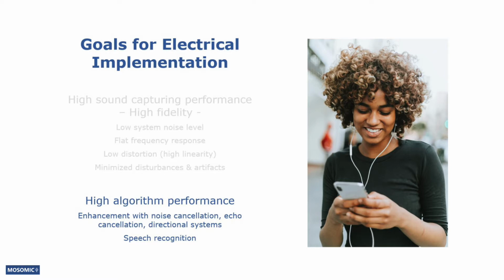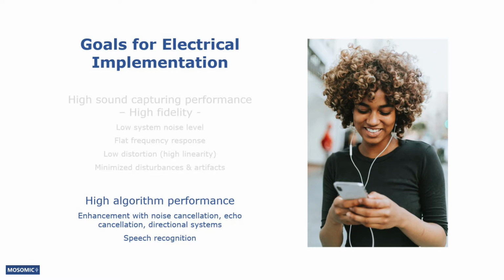A key method used to achieve a high signal quality or high system performance is using signal quality enhancing processing systems such as noise cancellation, echo cancellation, and directional systems. Also, speech recognition systems are popping up everywhere.